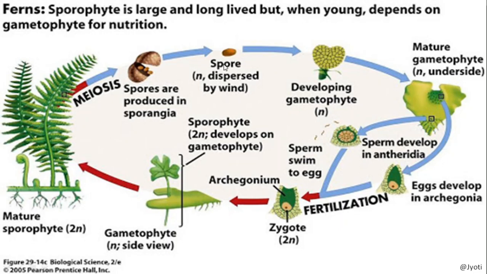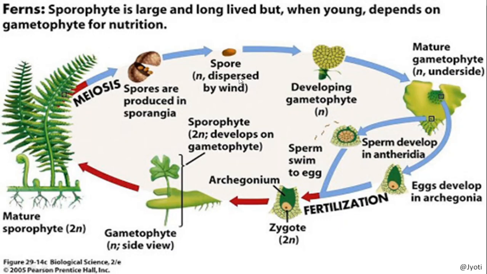So here water is not required. That's why it is called a completely terrestrial plant, because the main plant body, which is a sporophyte, does not require water for its reproduction. But the gametophyte requires water for its reproduction.